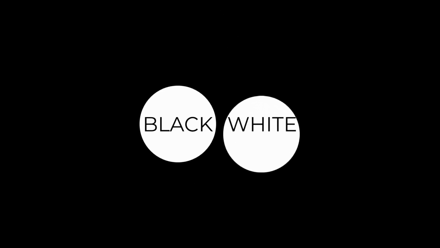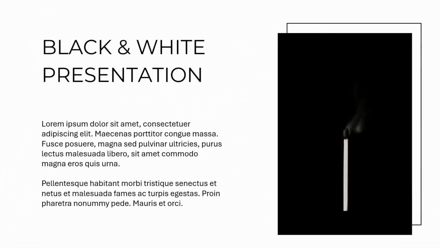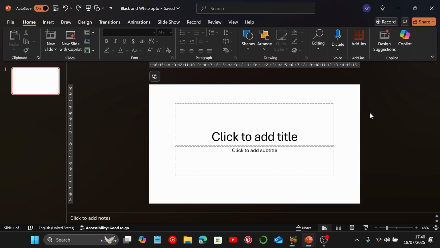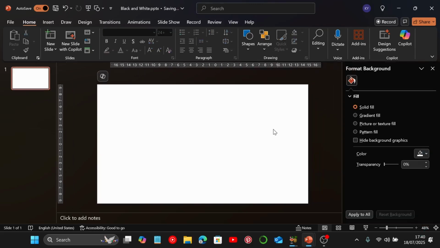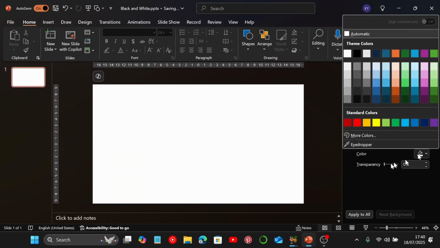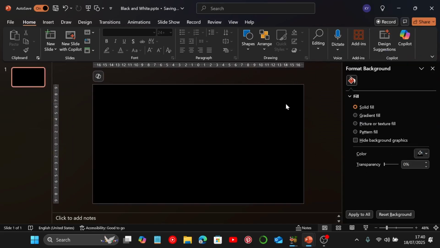In this video, we're going to be creating this title slide animation in PowerPoint. So let's get started. To begin creating our presentation, I already have PowerPoint open. I'm just going to select everything here and delete this. I'm going to right click on this, format background, go to color and change it to black.